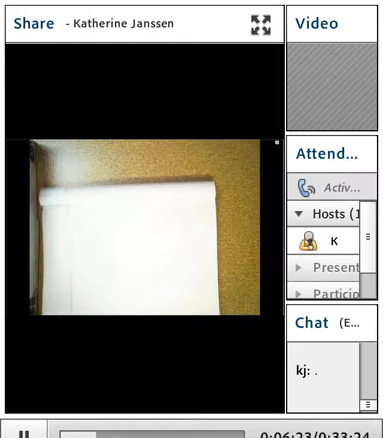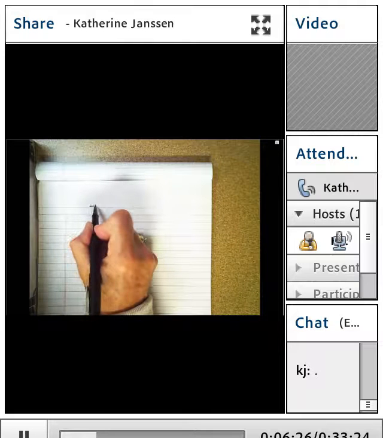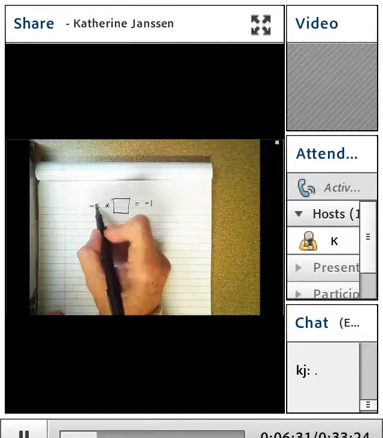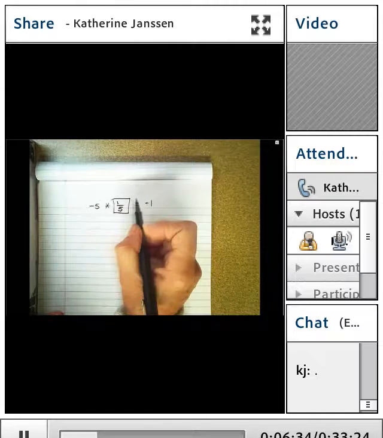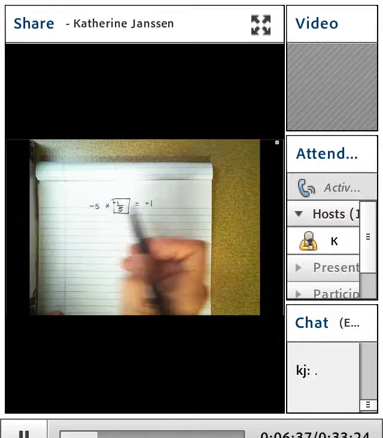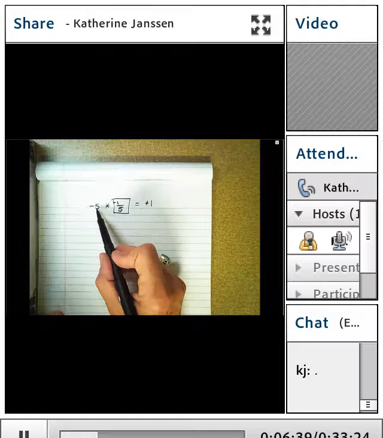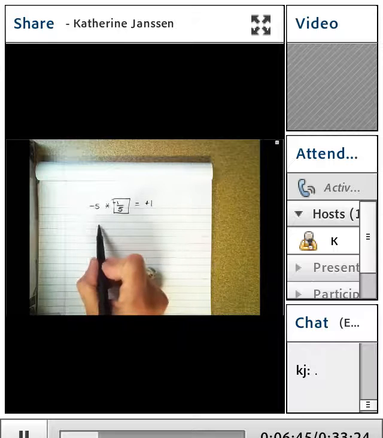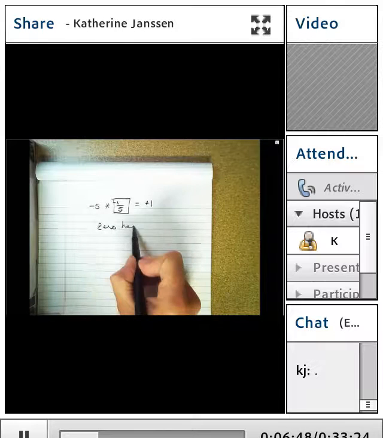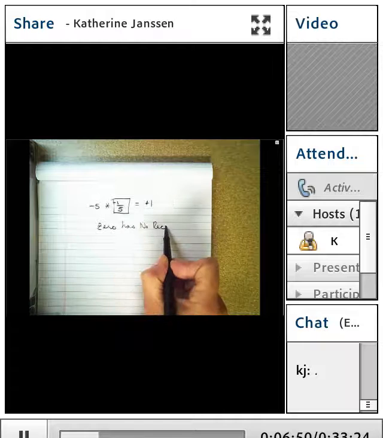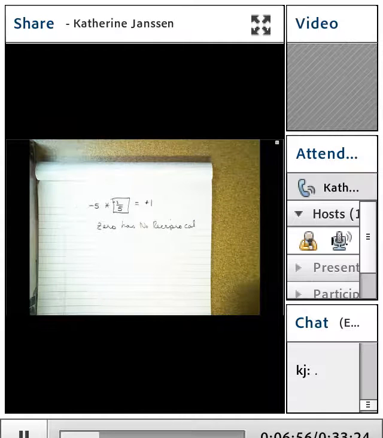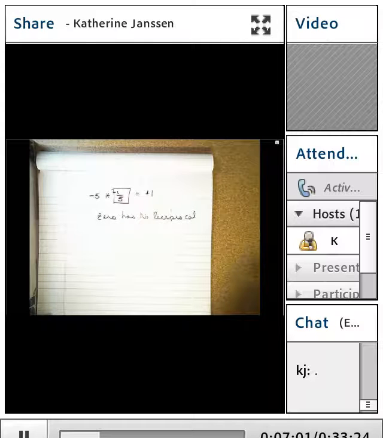So negative 5 times what would give me a positive 1? Well, I'm going to flip it. That'd be 1 over 5. But I keep the sign. A negative times a negative is positive. The reciprocal of negative 5 is negative 1/5. And we note that 0 has no reciprocal. So the reciprocal of a number has the same sign as the number itself. So let's build a little chart and investigate.